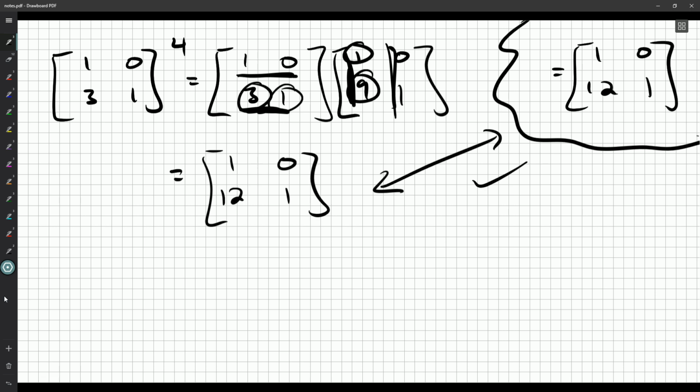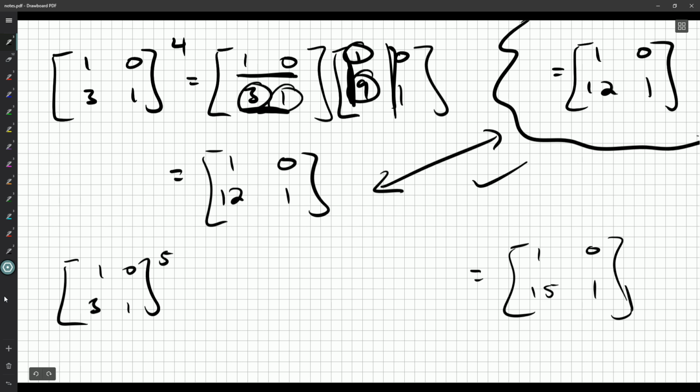If we wanted to be absolutely certain, we could then work out by hand this to the power 5, and hopefully our prediction will still be true, and we'll still get 1, 0, 15, 1. Why 15? Because 15 is 3 times 5. If you want to make absolutely certain, you can do that and check it out. But yeah, we've got the pattern.